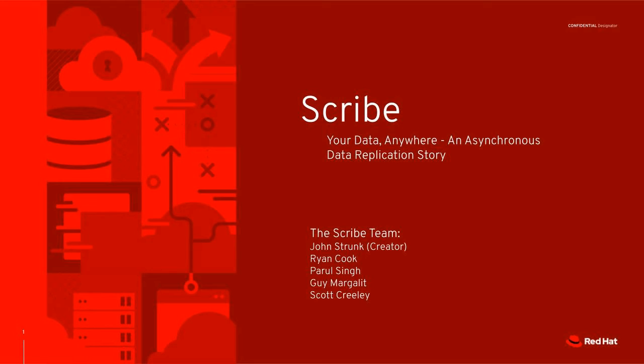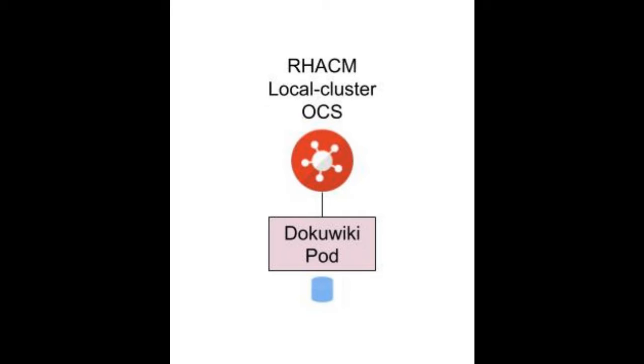This video will demonstrate the rclone functionality of Scribe. We will start with one source cluster and then create two destination clusters. Local cluster is the default name of the ACM cluster. The cluster has OCS as the storage class and is considered our Scribe replication source.